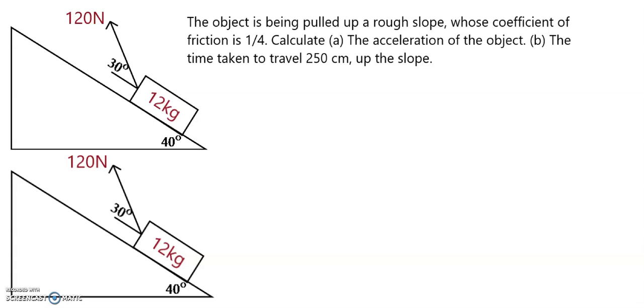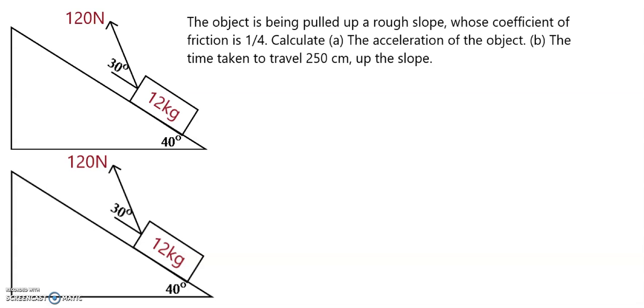The two tasks are to first, A, calculate the acceleration of the object in meters per second squared, and B, is to calculate the time taken for the object to travel 250 centimeters up the slope in seconds. To do this, on the second diagram, all the forces and also components of forces will need to be shown, which will enable me to then show you how to calculate the acceleration and the time taken.